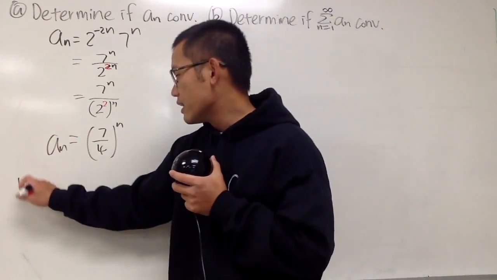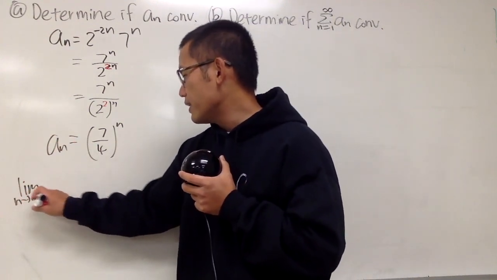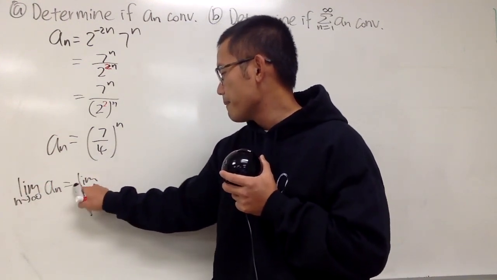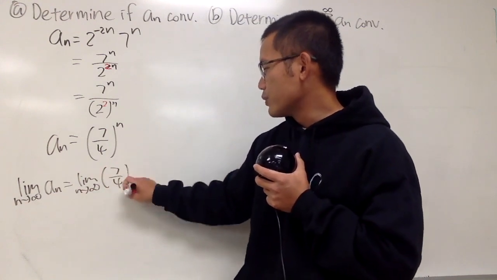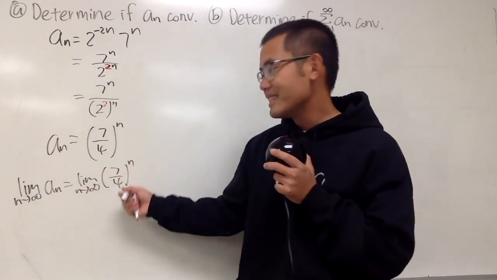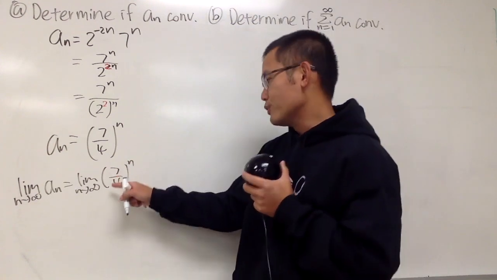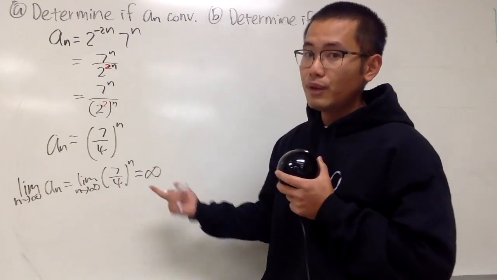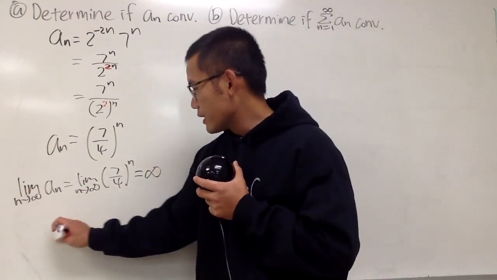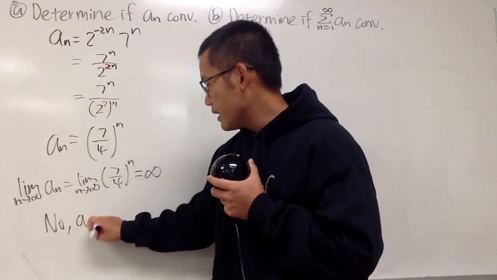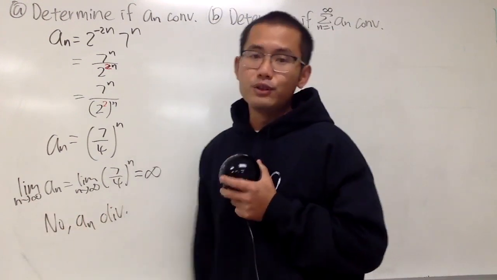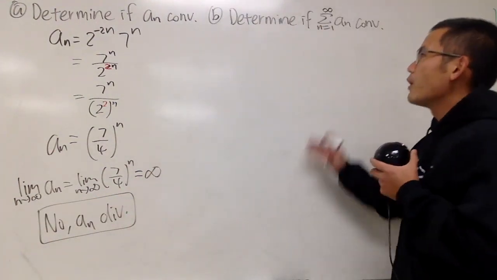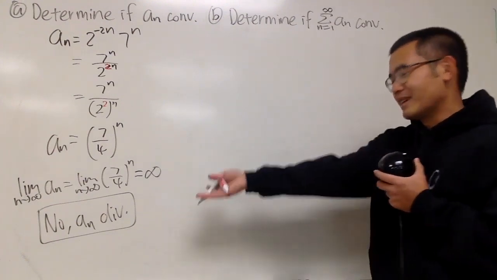And now if we take the limit as n goes to infinity of a_n, which is the limit as n goes to infinity of 7 over 4 to the nth power, well, notice that this right here is bigger than 1. So as n approaches infinity, this will be infinity. Therefore, it diverges. So I will just tell you guys that no, a_n actually diverges, right? It didn't converge. So that's the idea. Okay, now does the sum converge? Well, of course not, because that one diverges already.